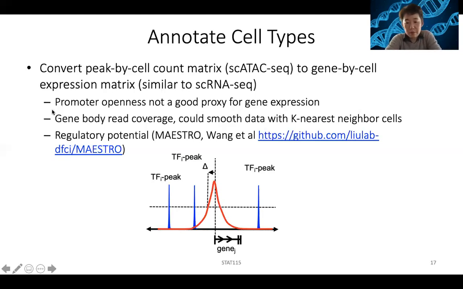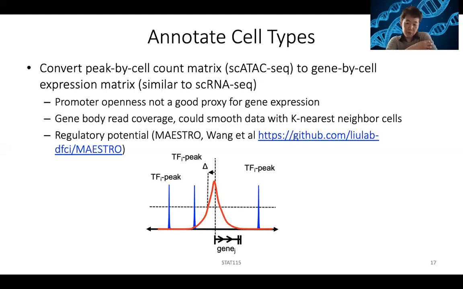In the early days, people tried to look at whether the promoter of a gene is open or not. This will give you some reasonable result if you have very, very different tissues. For example, if you use very different cell lines and mix them together to create a fake, complex tissue to do single cell ATAC-seq and single cell RNA-seq, I think the promoter openness can give you a reasonable idea.